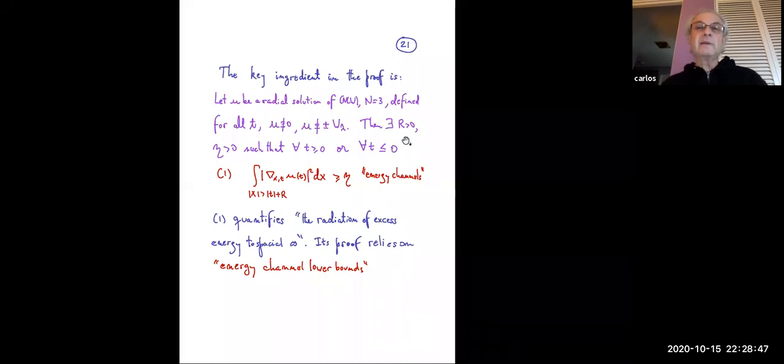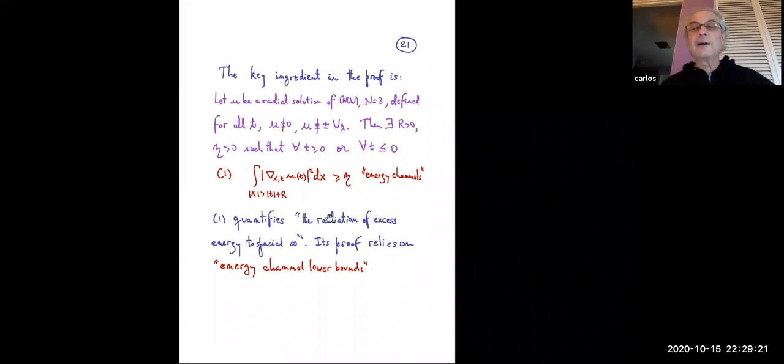So that means that there is a number R, and there's a number eta, such that either for t bigger than or equal to 0, or for t less than or equal to 0, when we look at the energy outside of this expanded light cone starting at R, there's always energy for all times going to infinity, either for all positive times or for all negative times. And this, of course, fails for the 0 solution.